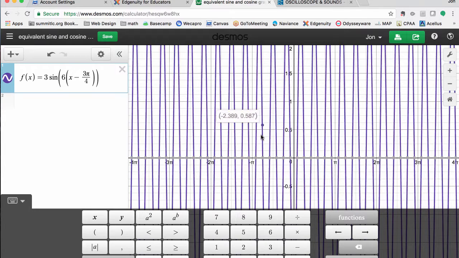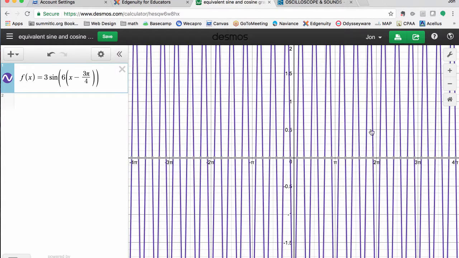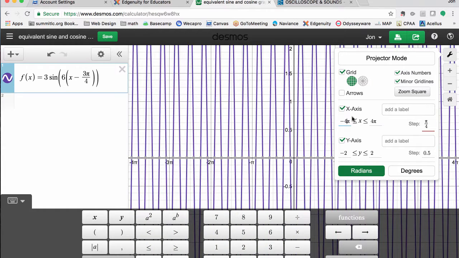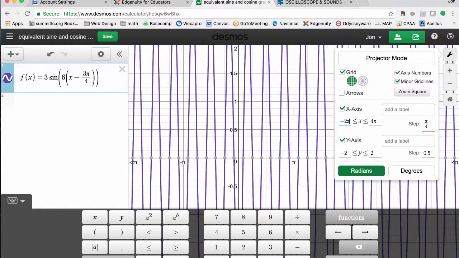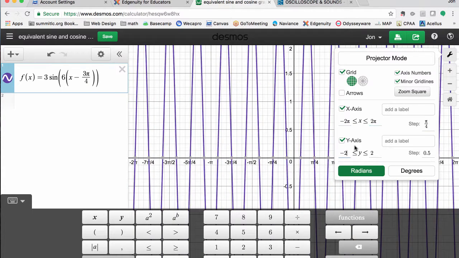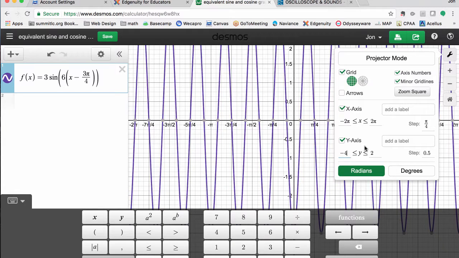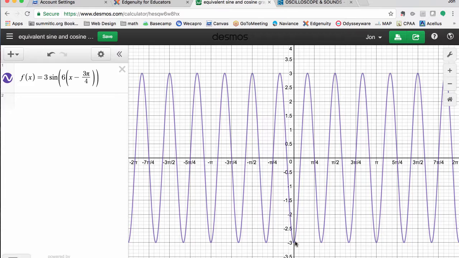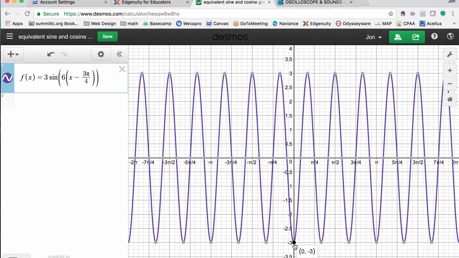And it's looking a little bit crazy, right? Because we have a lot of waves. So let me expand things out a little bit and make it fit. So for the x-axis, let's only go from negative 2 pi to 2 pi. And for my y-axis, let's go from negative 4 to 4. Okay, so we're starting at negative 3, which is good. We're going up to positive 3, which is also good.